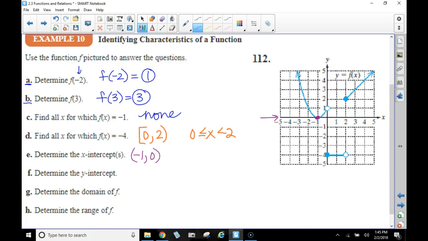Determine the y-intercept or intercepts. There's just going to be one y-intercept if it is a function. And it's not here at 0, 1 because of the open circle. Here at 0, -4, because of the closed circle, that is our y-intercept.